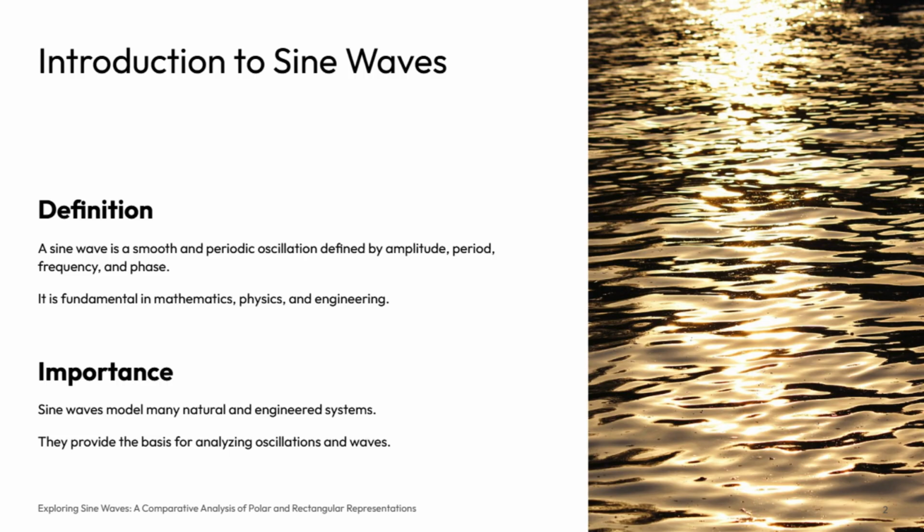A sine wave is a smooth and periodic oscillation defined by several important parameters: amplitude, frequency, period, and phase. The amplitude represents the maximum height of the wave. The period describes how long it takes for one full cycle to repeat. The frequency indicates how many cycles occur per second. The phase determines the horizontal shift of the wave. Sine waves are fundamental in many scientific and engineering applications because they model many natural and electronic signals.